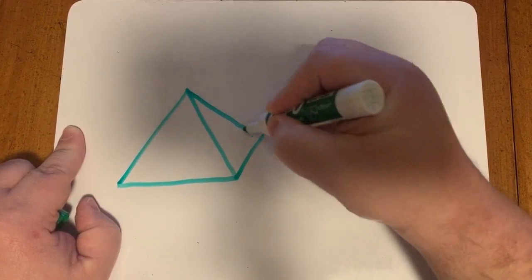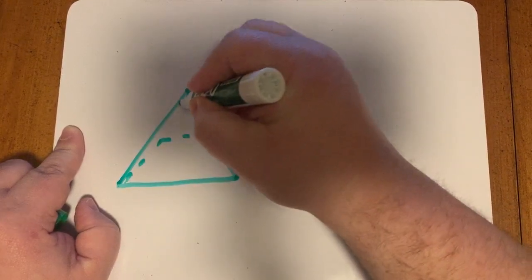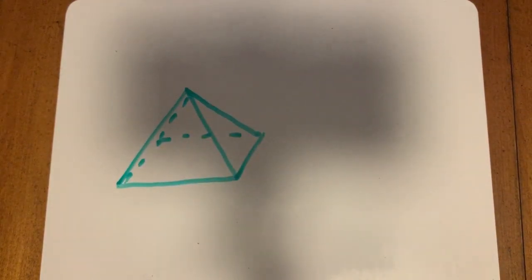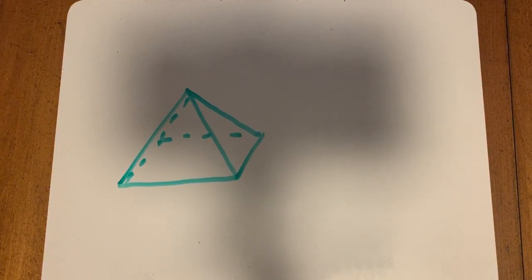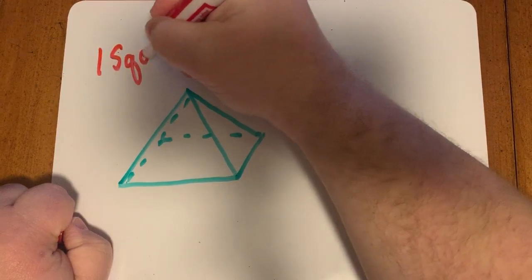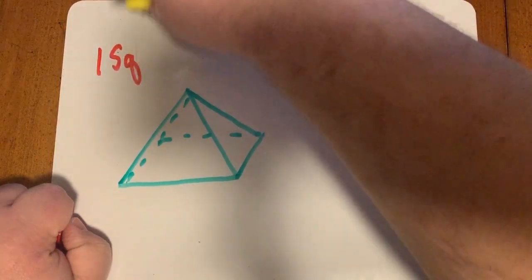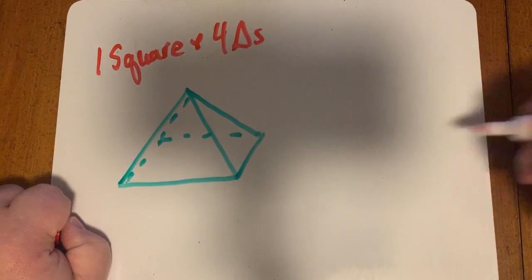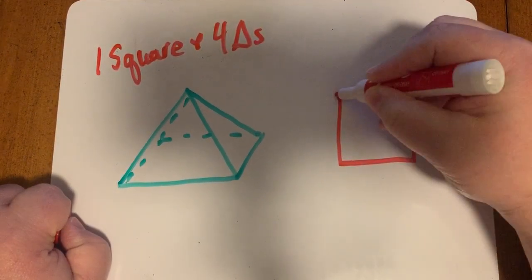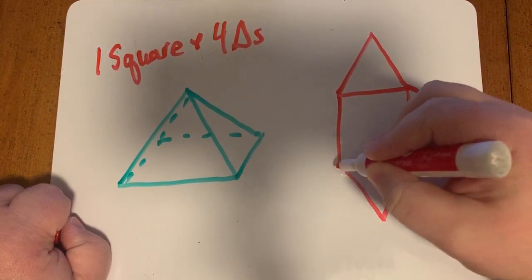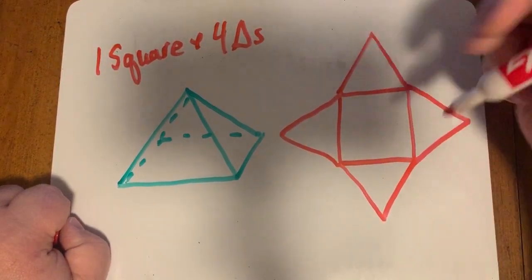But if we had a pyramid, like the Pyramid of Giza, the Great Pyramid has a square base and then 4 triangular faces all meeting up at a point. So if we want to do a net, it's 1 square and 4 triangles. So we have a square, and then a triangle off of each side of the square. And these triangles will fold up.